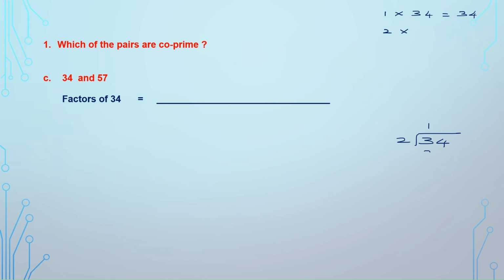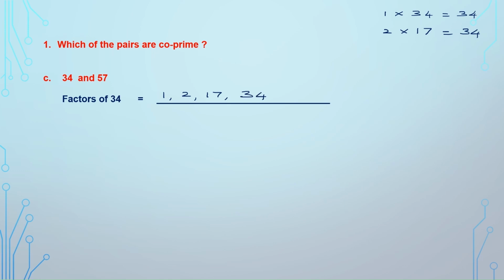2 ones are 2, 3 minus 2 is 1. You bring down 4, 14. 2 sevens are 14, minus 0. So here this number 17, if you multiply it by 2, you get 34. So let's write it there. 2 into 17 is 34. Now, no other number will give us 34. So what are the factors of 34? 1, 2, 17 and 34. So let's write it there. 1, 2, 17 and 34 are the factors of 34.